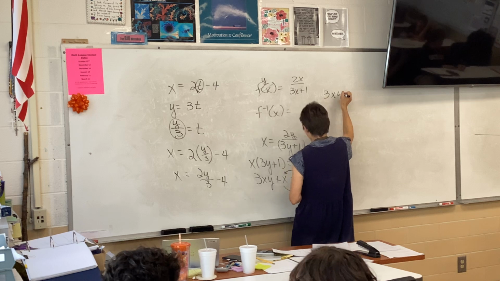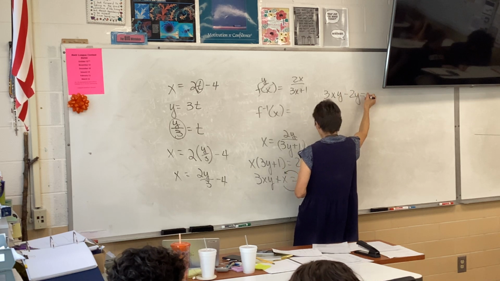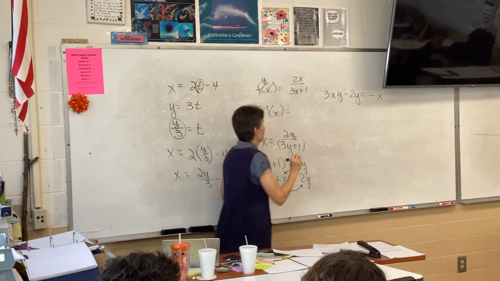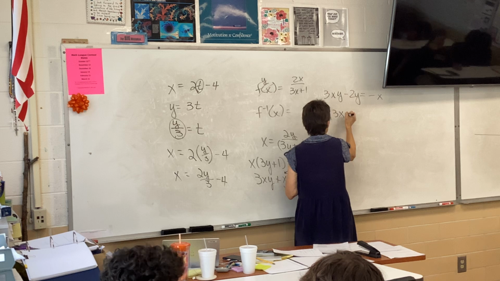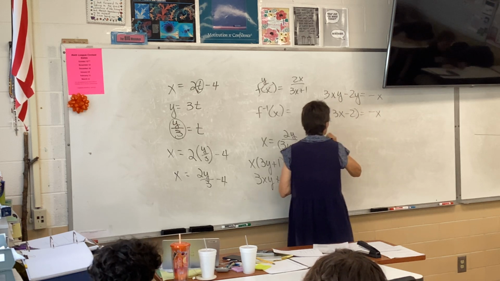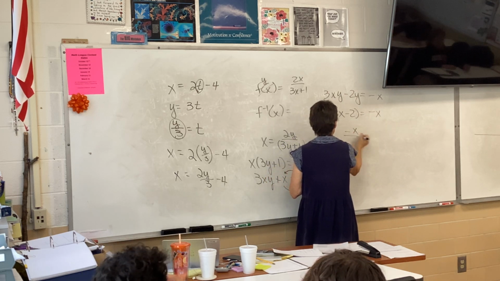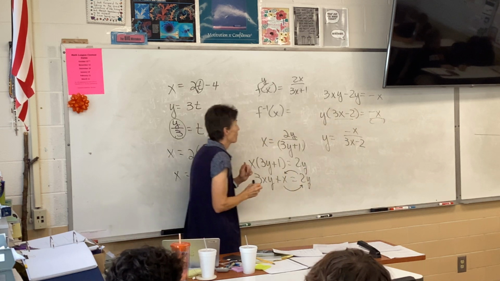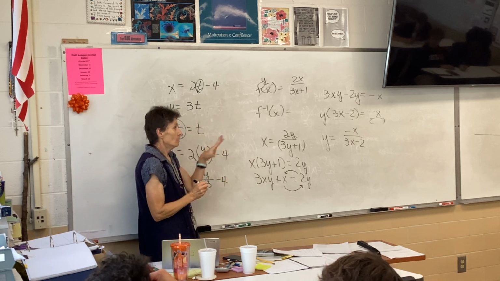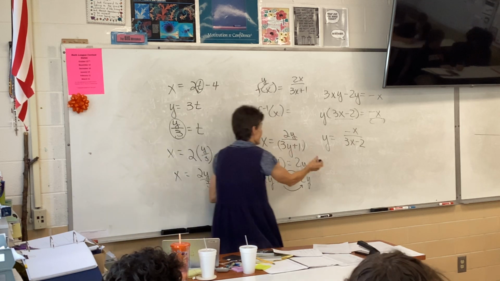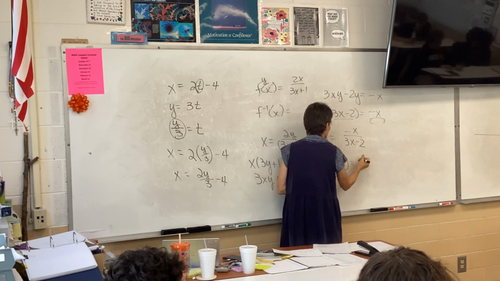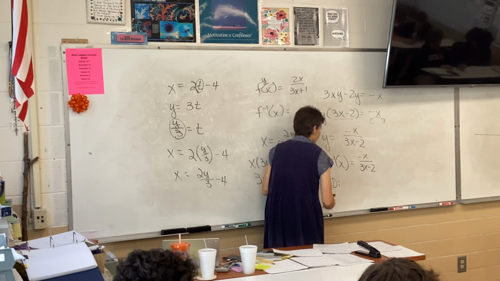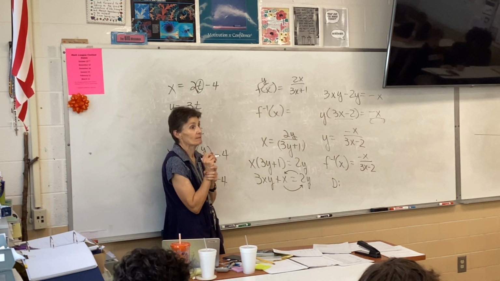So 3xy minus 2y equals negative x. Now I pull out the y, and then divide by that parenthesis. Now, what's the domain? This is my inverse. So here's my inverse answer. And then the next question will say, okay, what's the domain of that inverse?